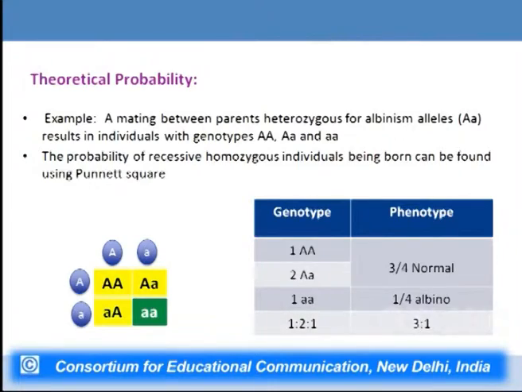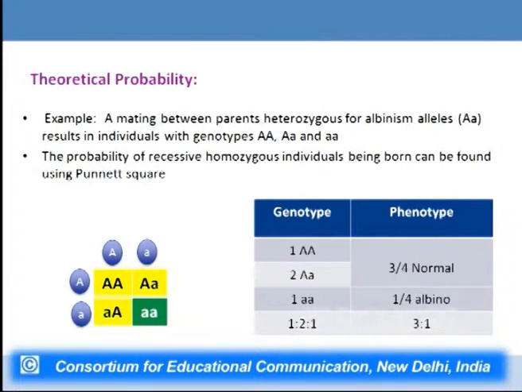For example, a mating between parents which are heterozygous for albinism alleles. They have one capital A allele and one small a allele. Both the parents, that is father and mother, have capital A and small a in their genotype. When they mate, it leads to offspring which have genotypes capital A capital A, capital A small a, and small a small a. The probability of recessive homozygous individuals being born in this particular event can be found by using Punnett square.